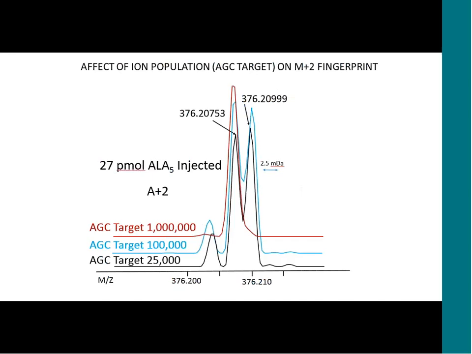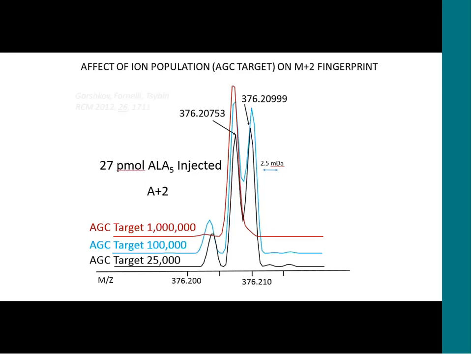So we have a very small window, 10, 20 millidaltons of data that I'm showing you here. At an AGC target of 1 million, you don't see a fingerprint. You see a single peak. That's the red trace. Now, if you reduce that target, which again controls the number of ions that are allowed into the Orbitrap mass analyzer, you begin to see the emergence of that pattern. You can see the distinct split in the middle. And if you further reduce the target to 25,000, lo and behold, there's your fingerprint.